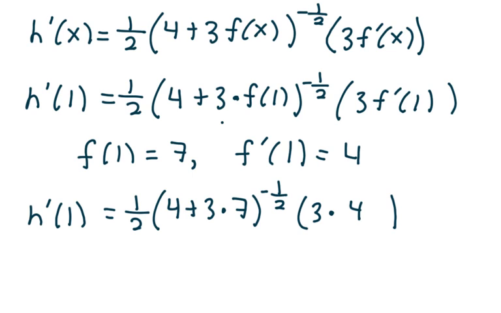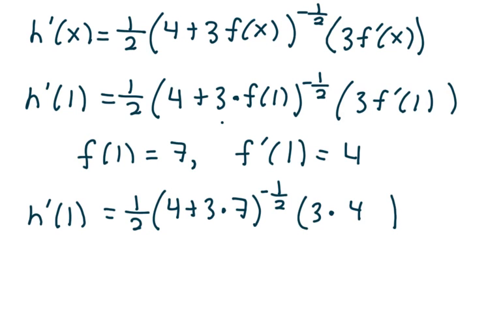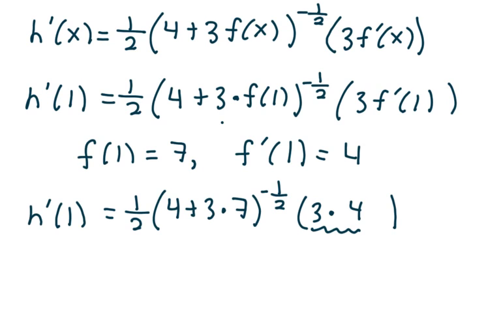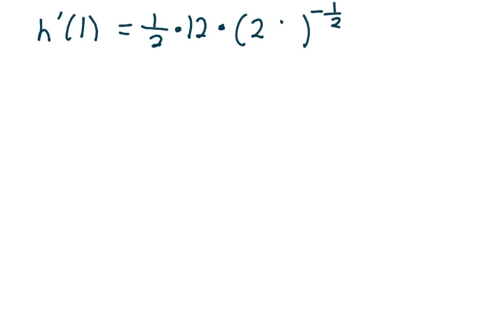So I'm going to move that 12 out in front. So I'm going to say this. H prime of 1 is 1/2. And so you notice 4 times 3 is 12, right? So I'm going to write 1/2 of 12 times something to the negative a half. But that something looks like it's 25. So I'm going to put a 25 here.